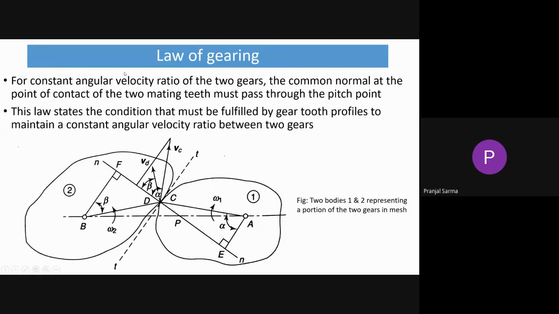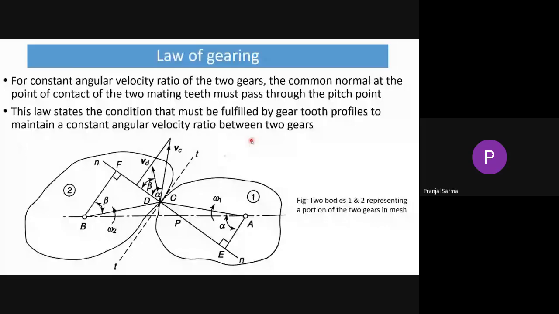Okay, so now today we'll be going for something important in the case of two gears. What is our requirement? Generally, we want to maintain a constant angular velocity ratio of the two gears. If the driver is rotating, then through the engagement of the teeth, the motion from the driver is expected to be transmitted to the driven one. We are talking about two gears.